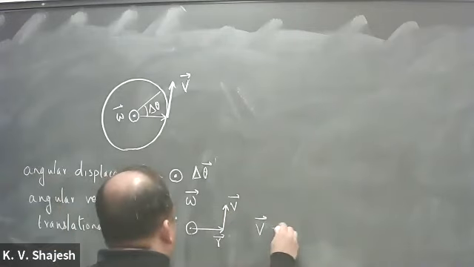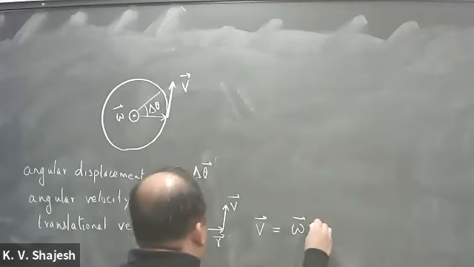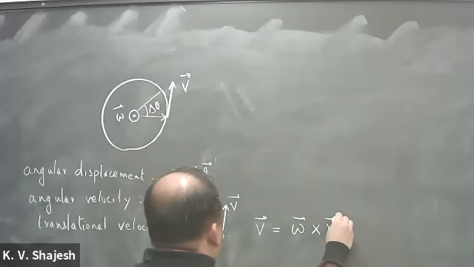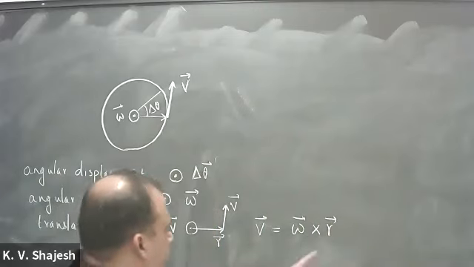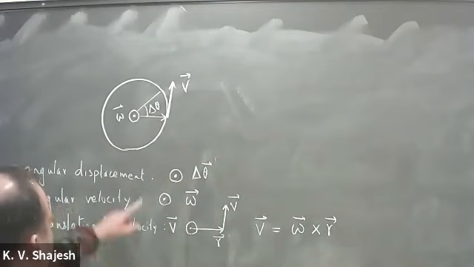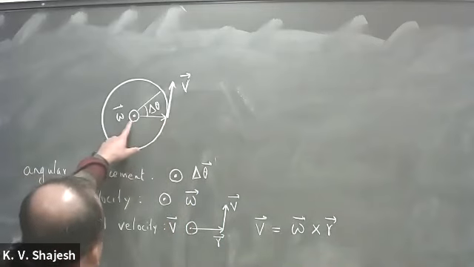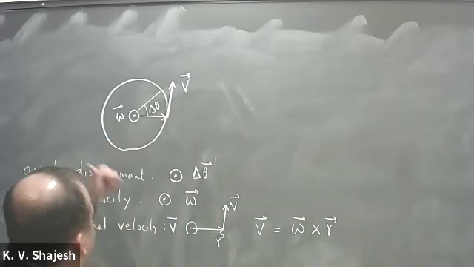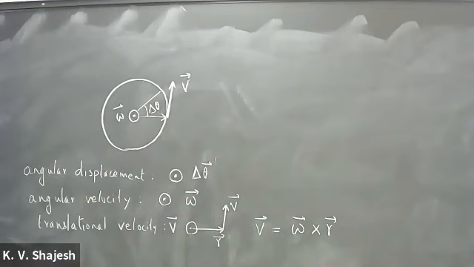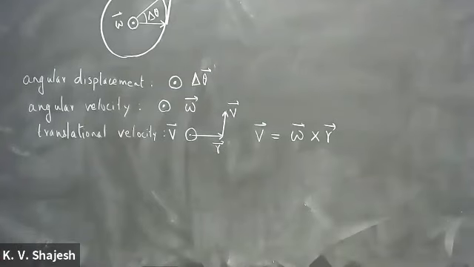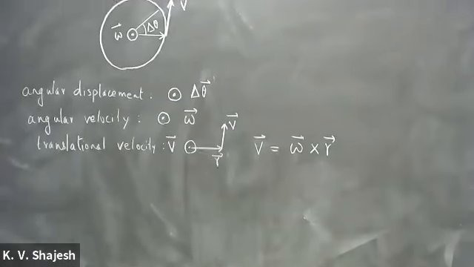Notice v is omega crossed with r, where r itself is the position of the object with respect to the axis. So it's the distance from a line, not a distance from a point. So that's translational velocity.